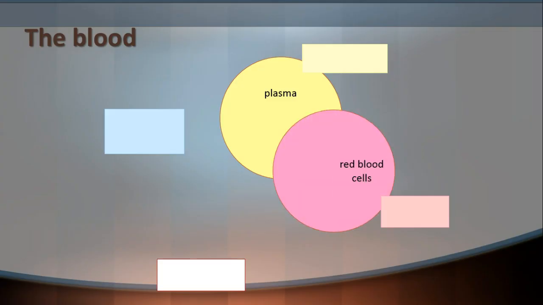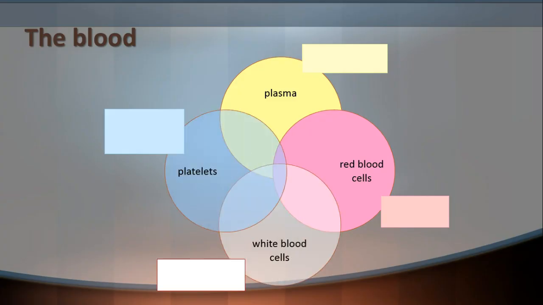There's 4 parts to your blood in the body, and the first one is the plasma. The second is red blood cells. The third is white blood cells. And the fourth part is platelets. So let's talk about what plasma does. Plasma is the liquid part of the blood.